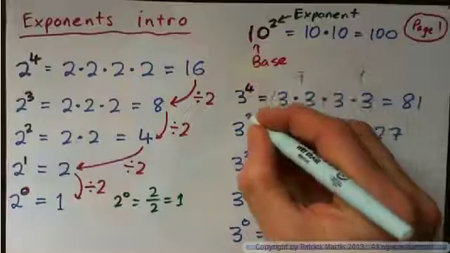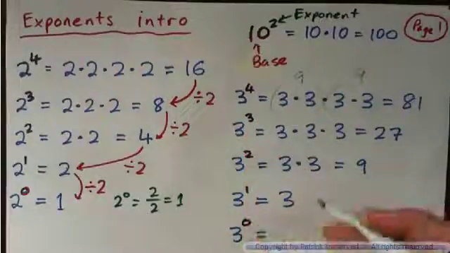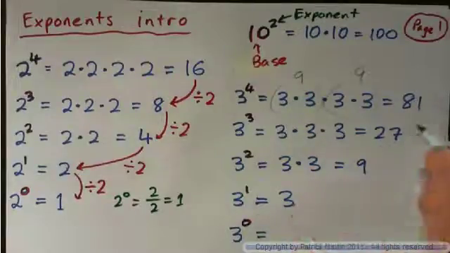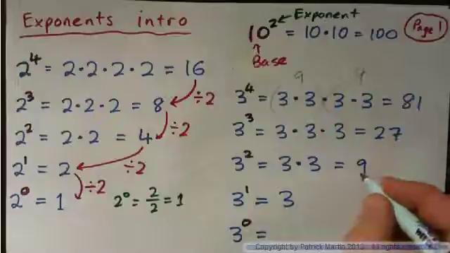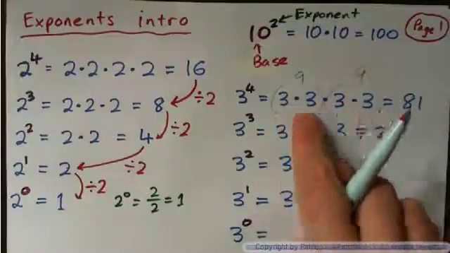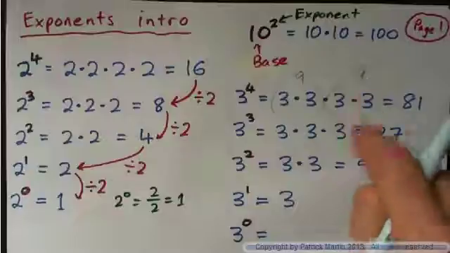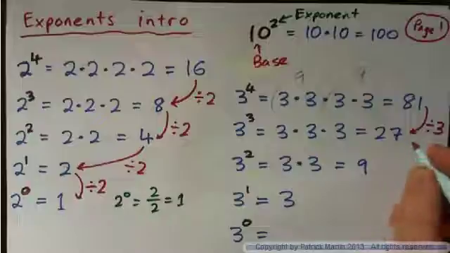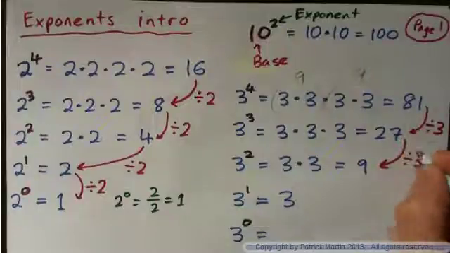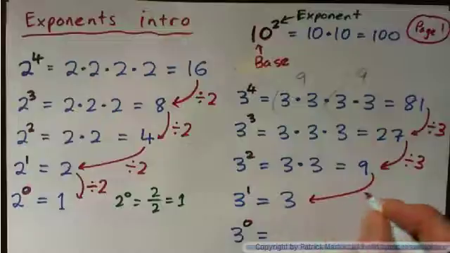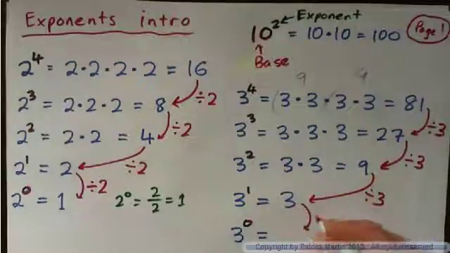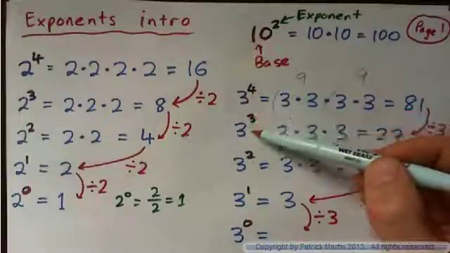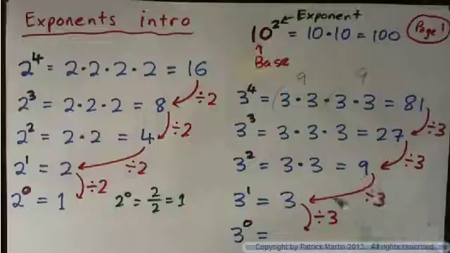So if we look at 3's, it's the same sequence. Like 3 to the power of 4, 3 cubed, 3 squared, 3 to the power of 1, 3 to the power of 0. The exponents drop by 1 each time. And the answer, like to get from 81 to 27 and then to 9, then to 3, you're actually dividing by 3. If I divide this by 3, I'll be able to cross cancel one of these 3's. Or in other words, if you take 81 and divide it by 3, you get 27. If you take 27 divided by 3, you get 9. If you take 9 and divide by 3, you get 3. And if you take 3 and divide by 3, you get this answer. So as these exponents go down by 1, the answer gets divided by 3 each time.